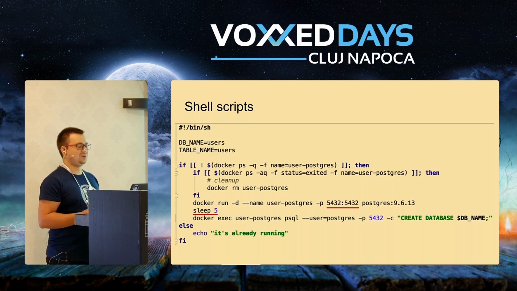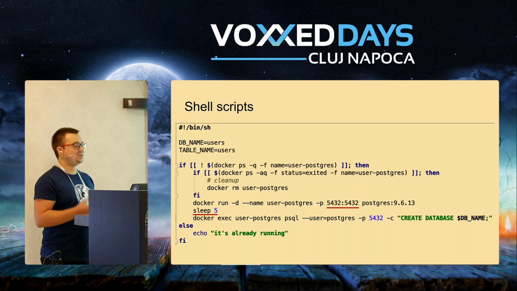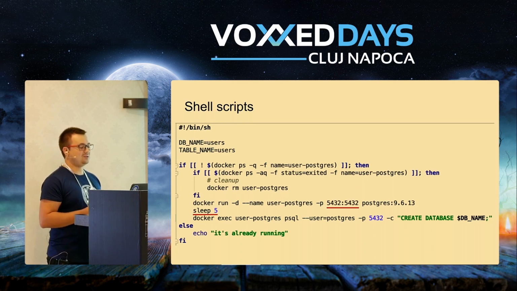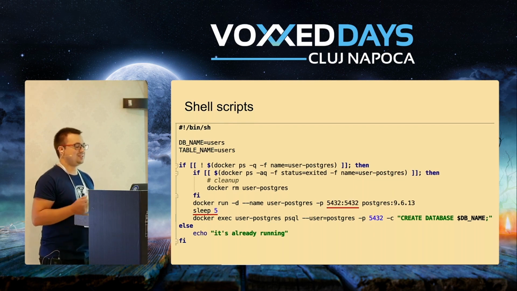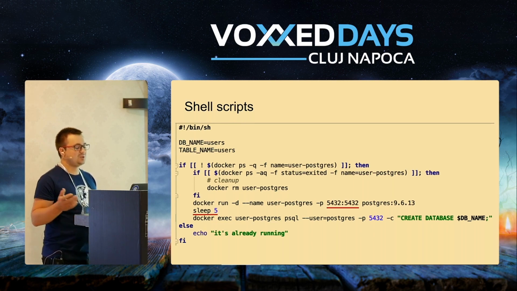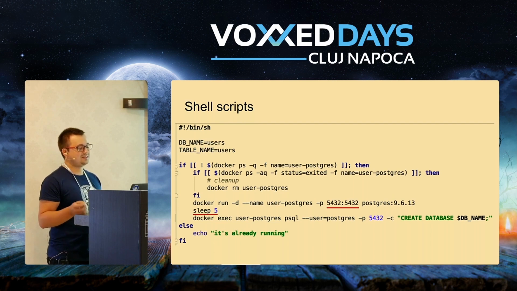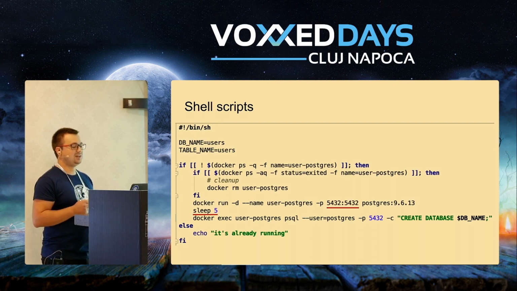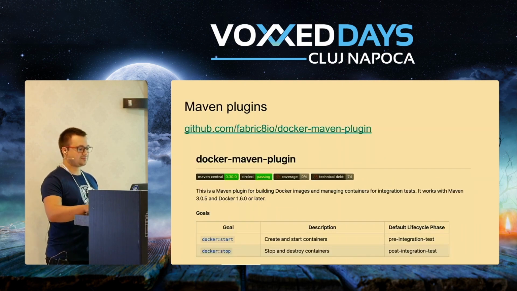Here we actually have a fixed port on the host machine, so if you run it again, you'll get a port conflict. And then people start to reinvent the wheel and add more and more shell commands to overcome those problems. They use these shell scripts. Also, as you can notice, we have a hard-coded sleep timeout, because we don't know when the Postgres inside the container will be ready, and at which moment we can actually connect to it and use it.